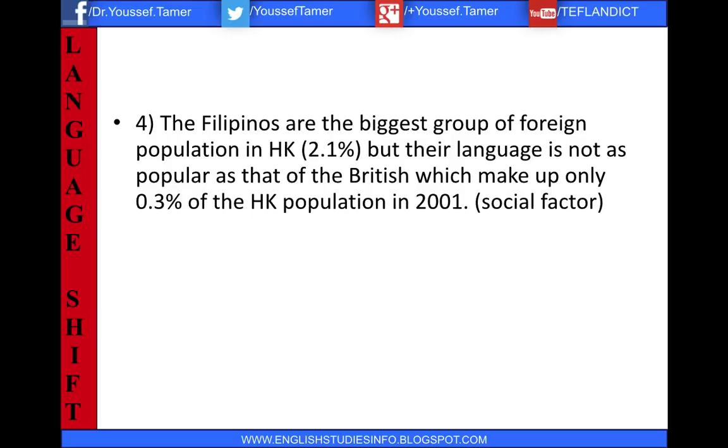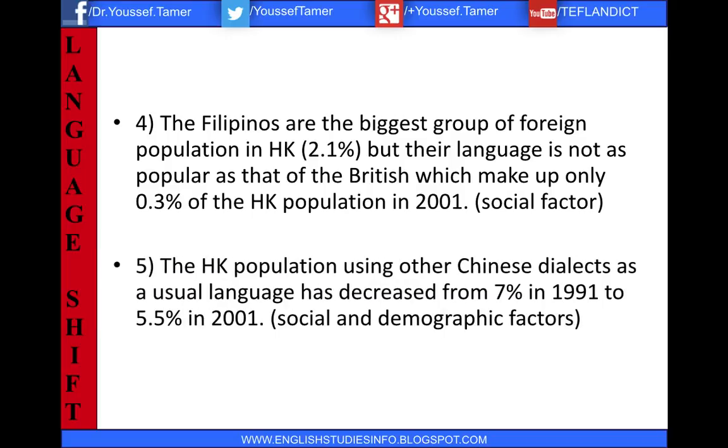The same thing is applicable here. Even if the Filipinos were much more in terms of number, their language was not important, right? It was the English language that was important, because the people who spoke English were richer, more educated, and more prestigious, etc. Social factors behind language shift. The Hong Kong population, here we have a mixture of two variables, social and demographic. The Hong Kong population using other Chinese dialects as a usual language has decreased from 7% in 1991 to 5.5% in 2001.